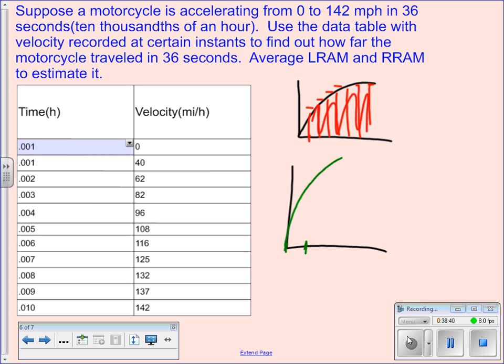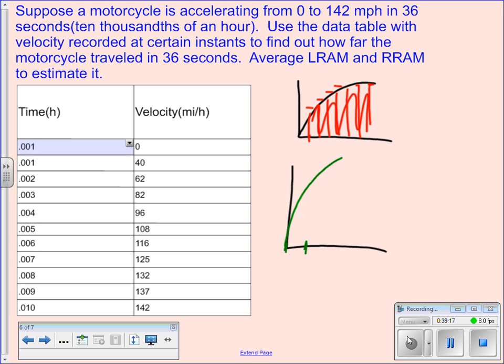My next rectangle, I move along here. What's its height for LRAM? 40. I use the left-hand side. I use the left-hand side for each one of these rectangles. So my first height for LRAM is 0, and for the second one, my height is 40. For my third one, it's 60, and so on. What is the height of my last rectangle using LRAM? 137. Because when I go up this last one, my left-hand side is a height of 137.